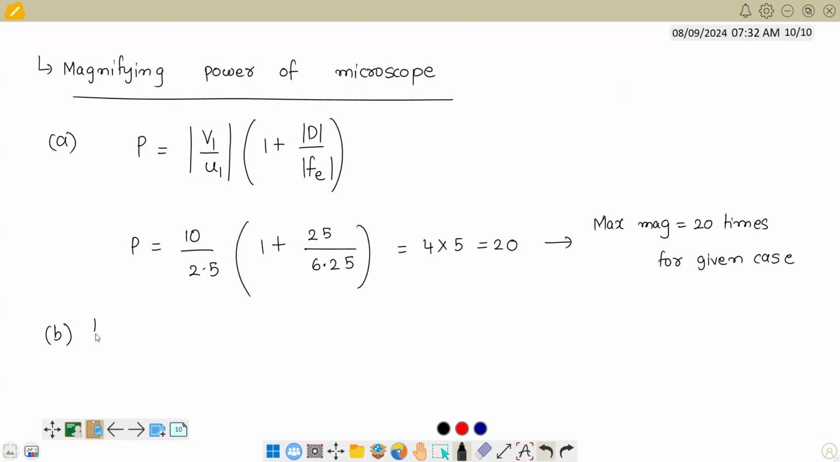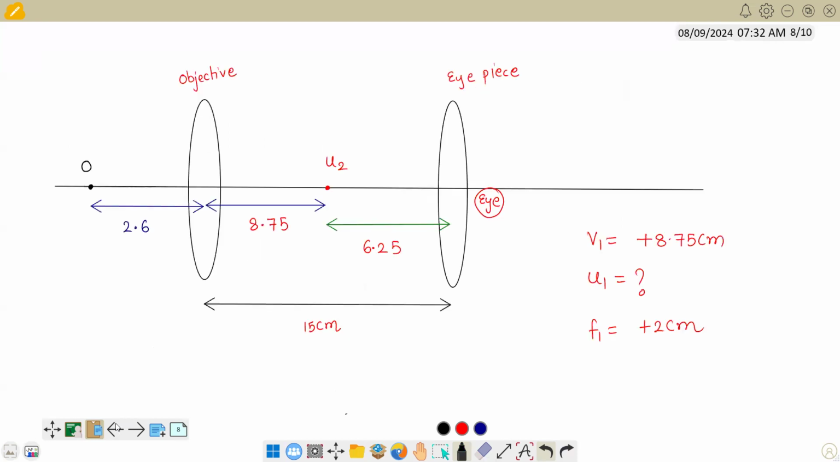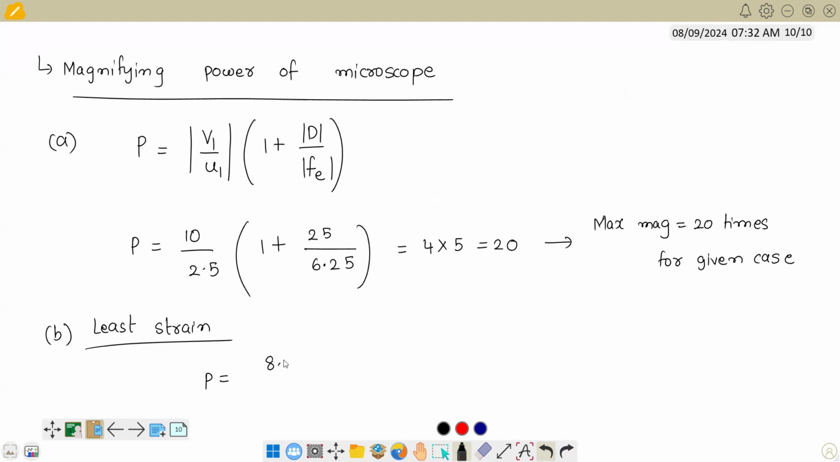Let us look at case B. This is also called the least strain case. For the least strain case, again P equals v1 by u1. So v1 value we got as 8.75 divided by 2.6, into, the formula won't be 1 plus D by fe, it will be just D by fe. D value we know is 25, fe value is 6.25. So again we'll have 8.75 divided by 2.6, which would give us 3.3636 into 4. So we'll get approximately 13.46 as the power in the second case.